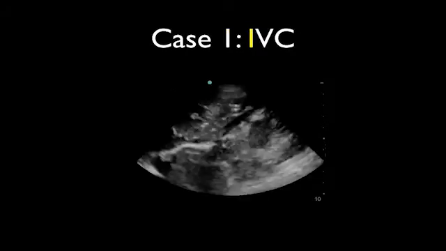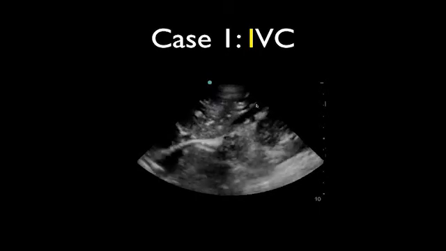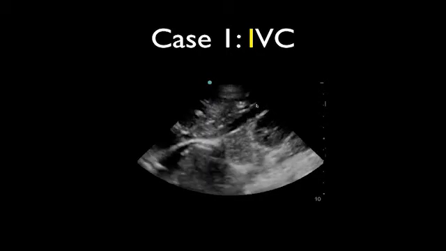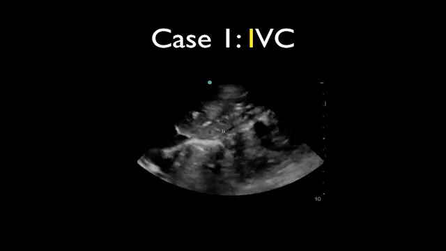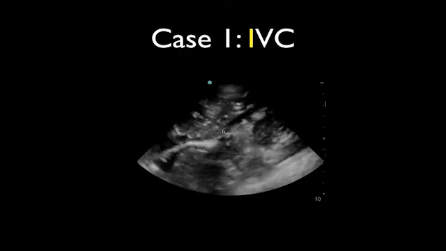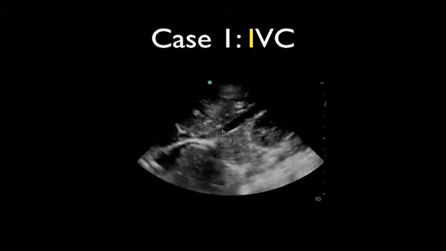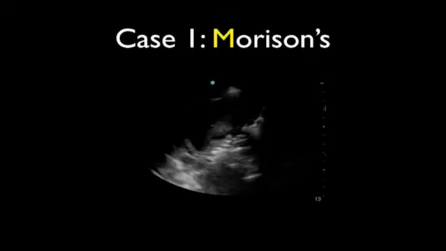We can move on to IVC. So this is longitudinal IVC. And what do you think? Dehydrated or plethoric, or somewhere in the middle? So are the walls touching? They're almost kissing each other, right? So that's just way dry. Why is she dehydrated? She's not vomiting. She doesn't have diarrhea. I don't know why she's dehydrated. She's losing fluid somewhere. So let's look at Morrison's.